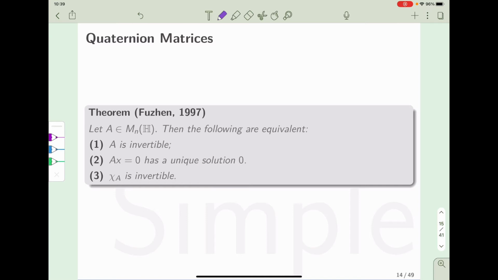Therefore, we can see that A is invertible if and only if the reduced row echelon form of A is the identity, if and only if the reduced column echelon form of A is the identity.